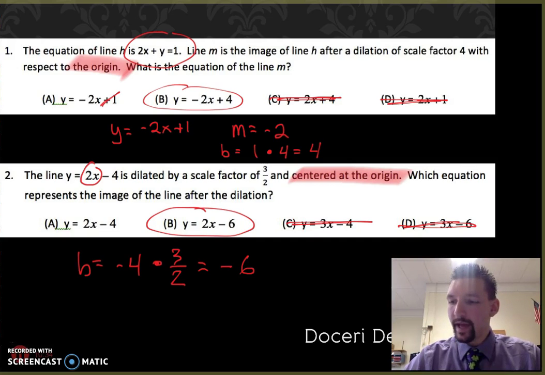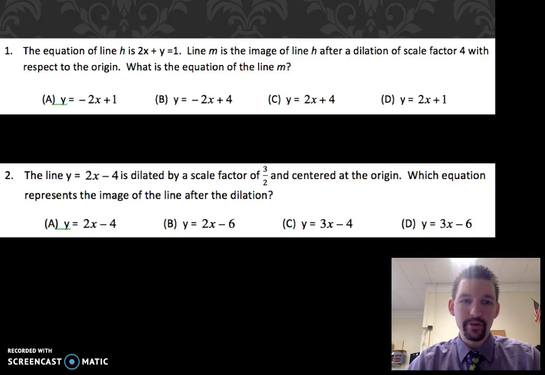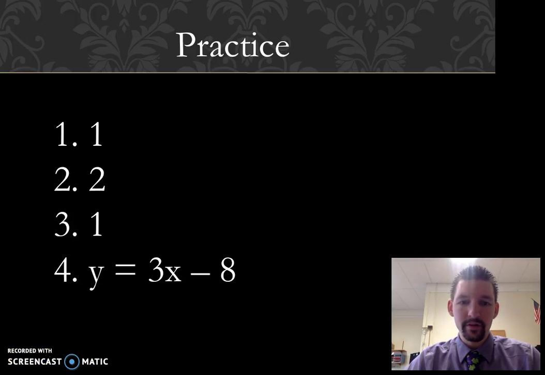What I would like you to do next is go ahead and try the practice problems. There are 5 of them on the next couple pages. Here are the answers for the first 4 so that you can check those as you're going. If you have questions, obviously ask. And we will look at number 5 just before class ends.